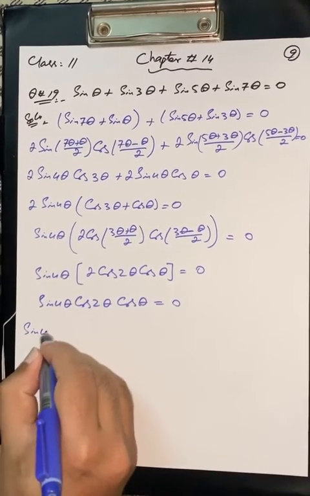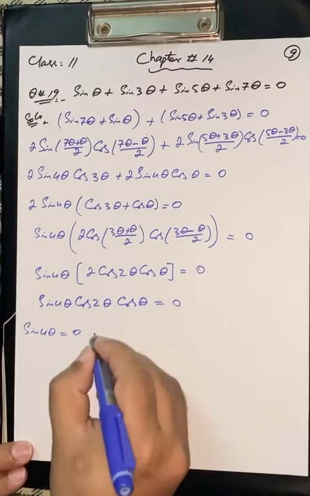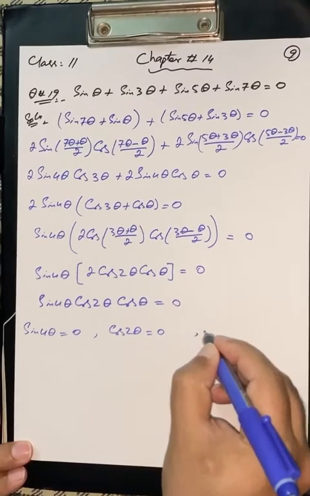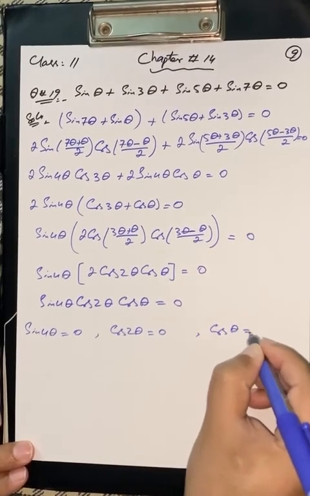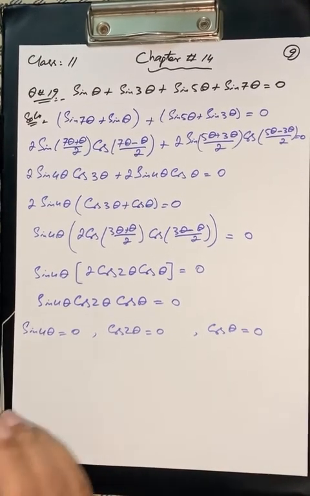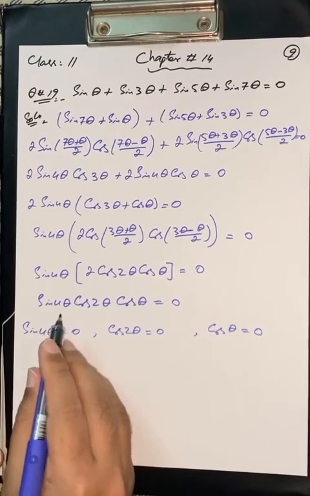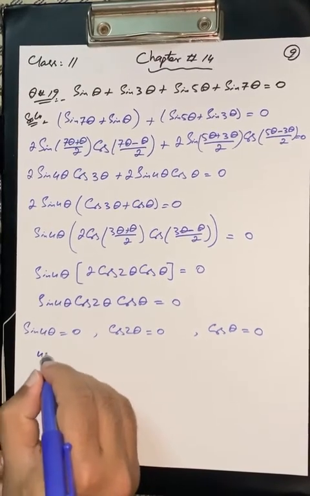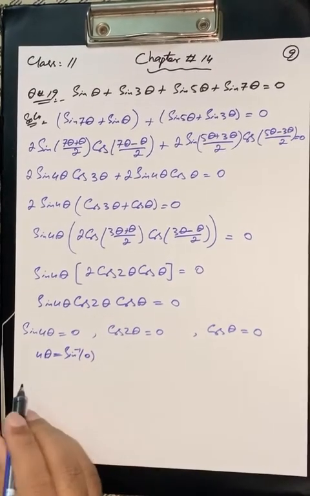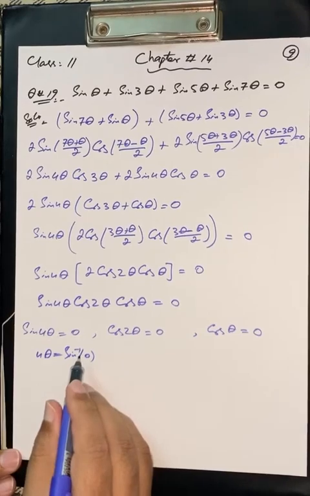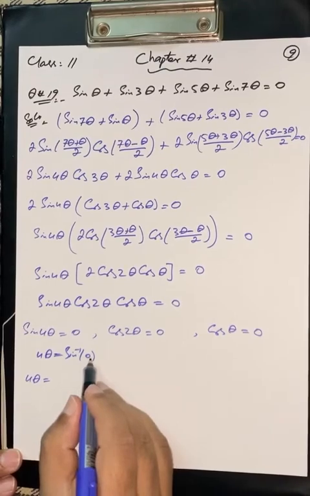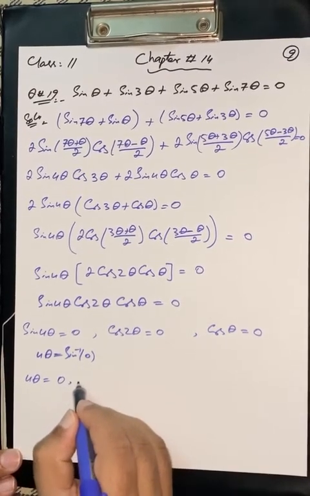Means we write sine 4 theta equals 0, then we have cos 2 theta equals 0, then last we have cos theta equals 0. Means these three factors we put one by one equal to 0. Now we will solve sine 4 theta first. Here 4 theta equals sine inverse 0. Whenever sine inverse 0 comes, you apply 0 and pi as well. So 4 theta, in many questions we do like this, sine inverse 0, that is 0 comma pi.